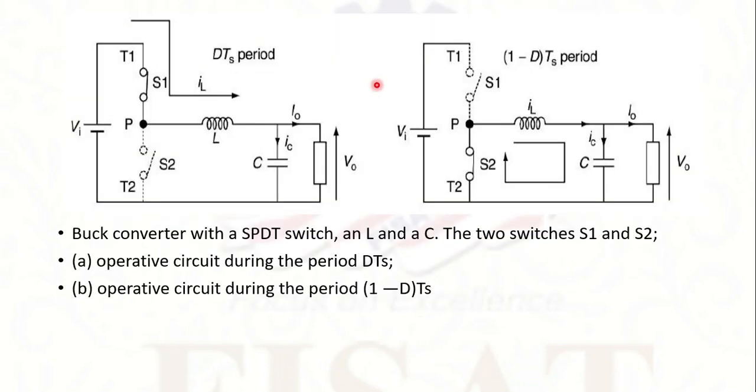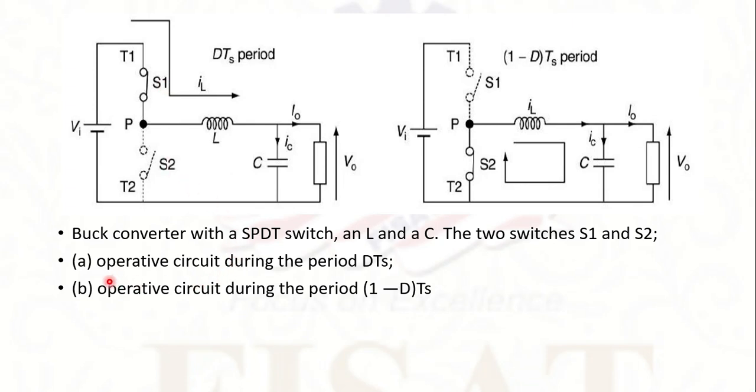This figure shows the representation of buck converter with the help of switches. Here the switches are S1 and S2, which are considered as SPDT, single pole dual throw switches, and then inductor and capacitor. The two switches are S1 and S2.